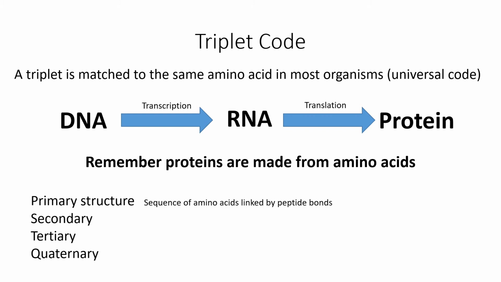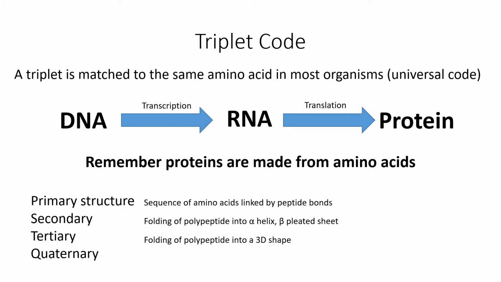In primary structure, we talk about the sequence of amino acids. In secondary, we talk about the folding in terms of alpha helix or beta pleated sheet. In tertiary, we talk of how the polypeptide folds into a 3D structure. And in quaternary, we're talking about several polypeptides joined together. Often hemoglobin is the first example of this that you'll cover in the course.